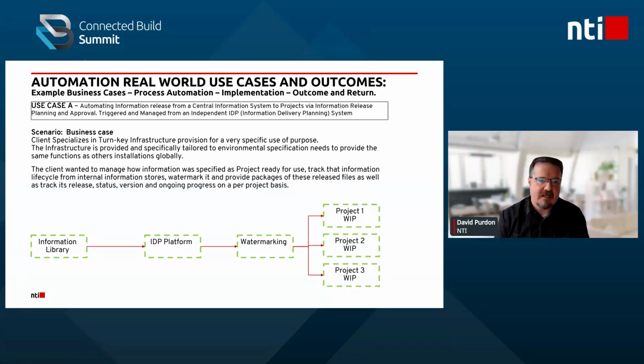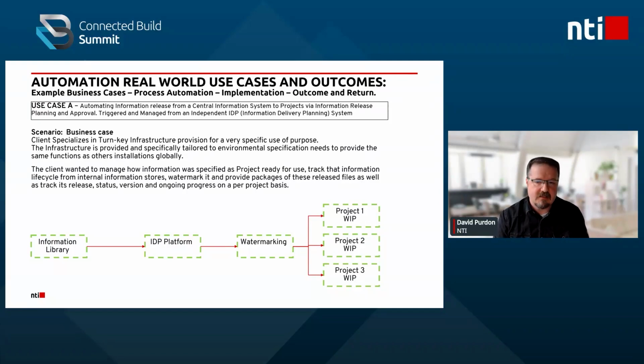So the business case for case A was that they had a central information system that stored all their project information for their main turnkey infrastructure. So they build a solution that can be tailored and purpose-built geographically anywhere in the world. But it needs specific changes to that on a per project basis. So their library of how a person could build their infrastructure is centrally stored, and it's then distributed to different projects where it goes through a standard information lifecycle.